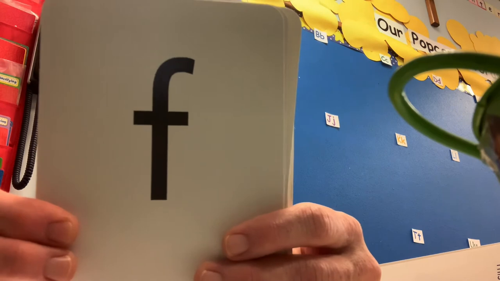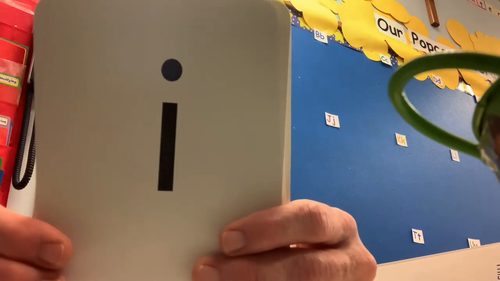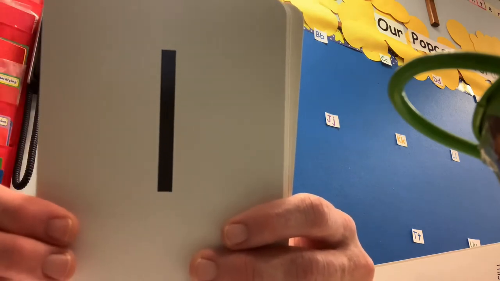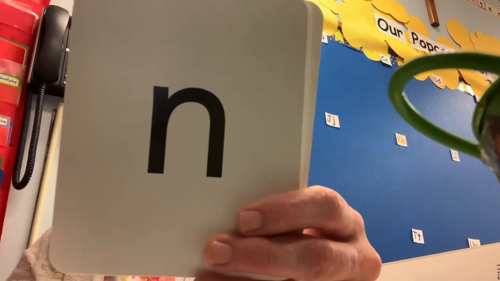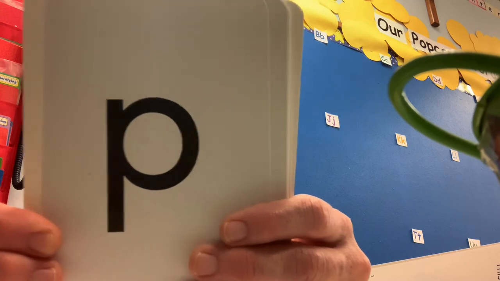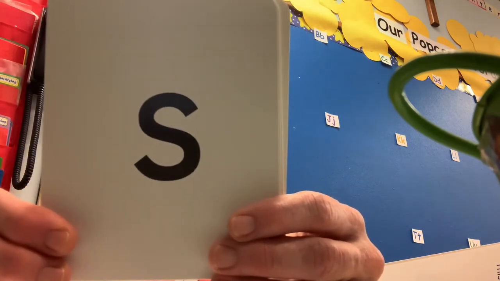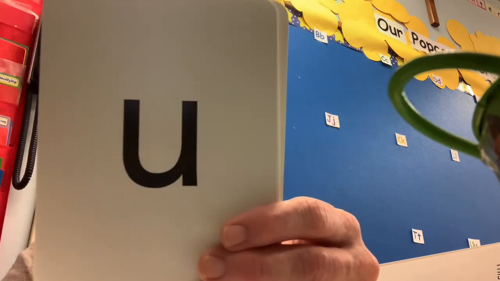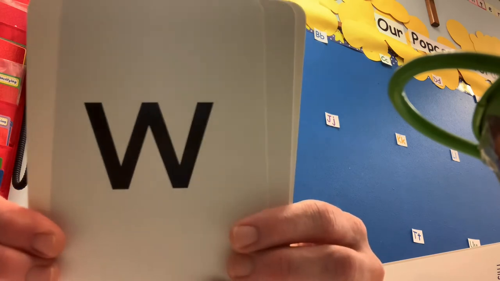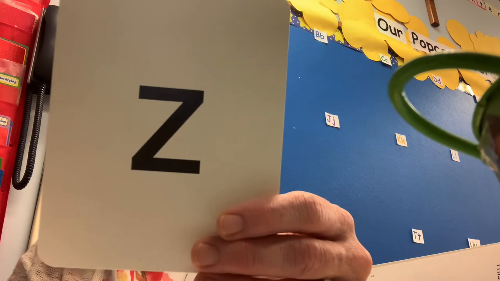Letter is F, sound is F, letter is G, sound is G, letter is H, sound is H, letter is I, sound is I, letter is J, sound is J, letter is K, sound is K, letter is L, sound is L, letter is M, sound is M, letter is N, sound is N, letter is O, sound is ah, letter is P, sound is P, letter is Q, sound is Q, letter is R, sound is R, letter is S, sound is S, letter is T, sound is T, letter is U, sound is A, letter is V, sound is V, letter is W, sound is W, letter is X, sound is X, letter is Y, sound is Y, letter is Z, sound is Z.